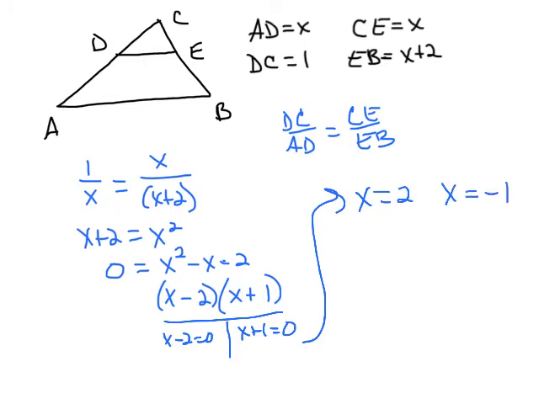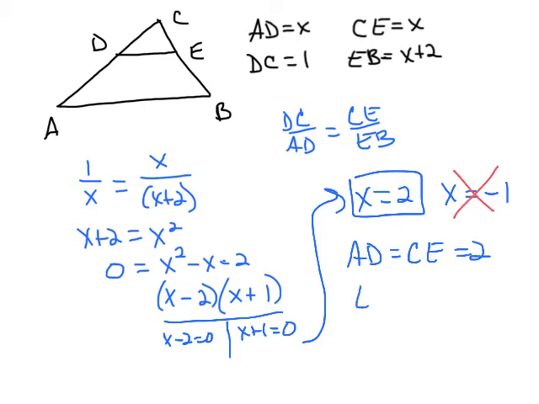Well, this is a problem where we're dealing with side lengths, so I can't use the negative 1 value, and I have x is 2. So in this case, I know that AD is equal to CE, which is 2, and EB is going to be 2 plus the 2, because there's my algebraic expression, so EB is going to be 4.